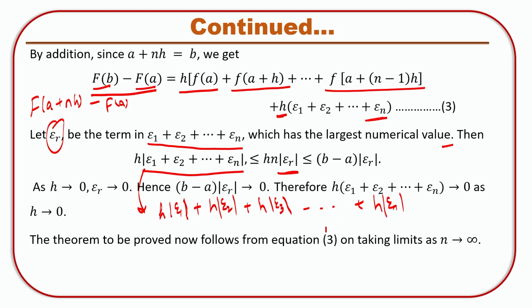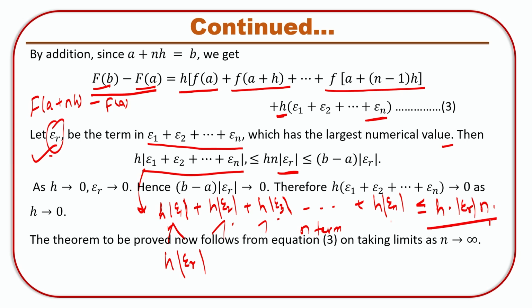How many terms do you have? You have n terms, 1, 2, 3 to n. So there are n terms here, and each term is less than or equal to which one? h into epsilon r. As you have supposed that epsilon r is the greatest one, the largest numerical value, that's why each term is less than or equal to h into epsilon r. So that means the whole quantity is less than or equal to how much? h into epsilon r, and how many times? n times. So this is the answer, right?